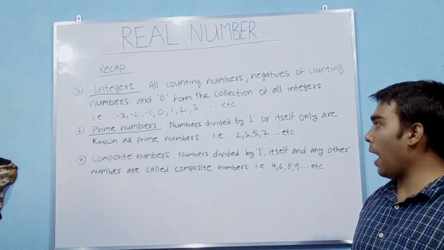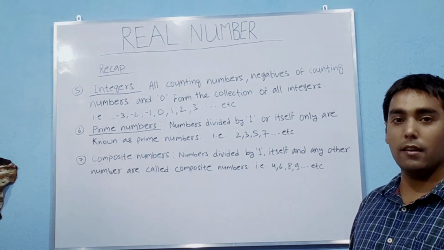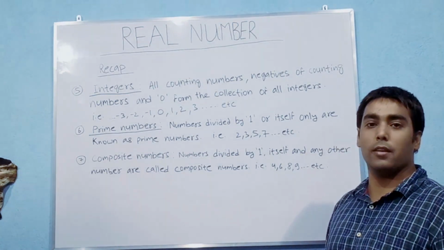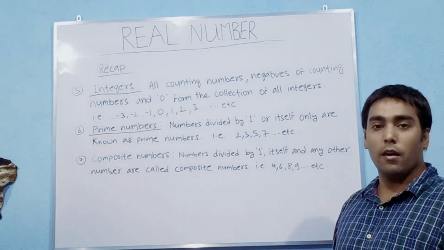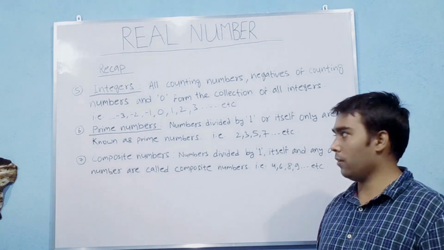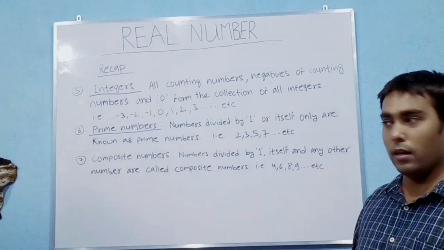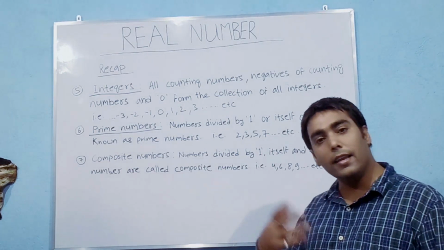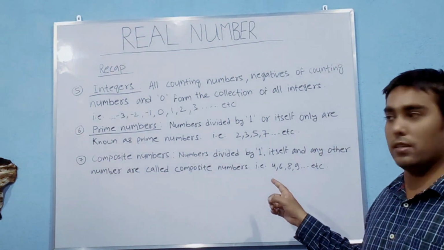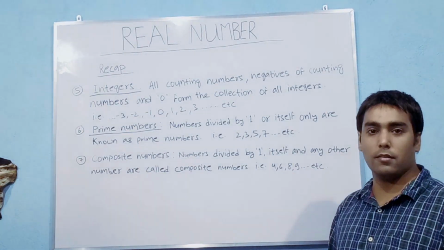Sixth, prime numbers. Numbers divisible by 1 or itself only are known as prime numbers. For example, 2, 3, 5, 7, etc. Note, the first prime number is 2. 1 is not a prime number. Next is composite numbers. Numbers divisible by 1, itself and any other number are called composite numbers. For example, 4, 6, 8, 9, etc. are known as composite numbers.